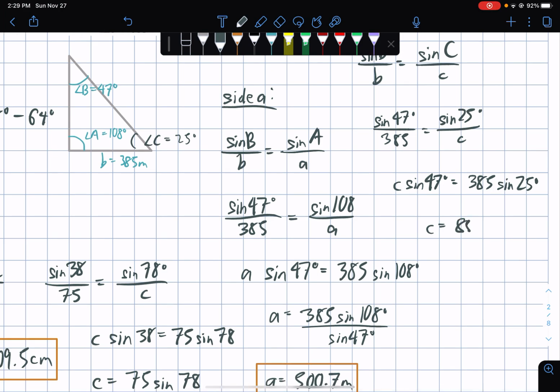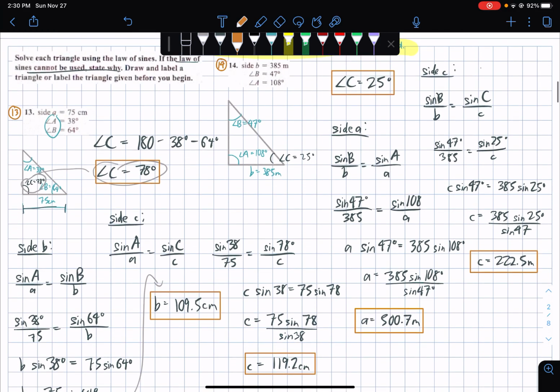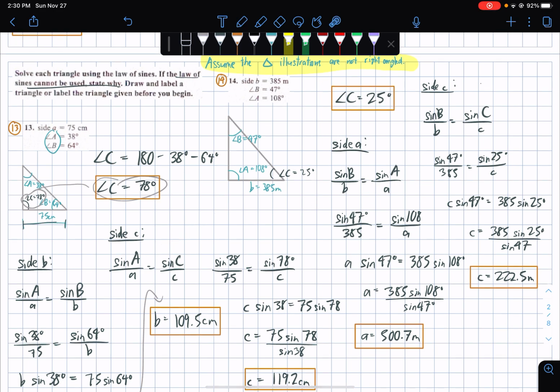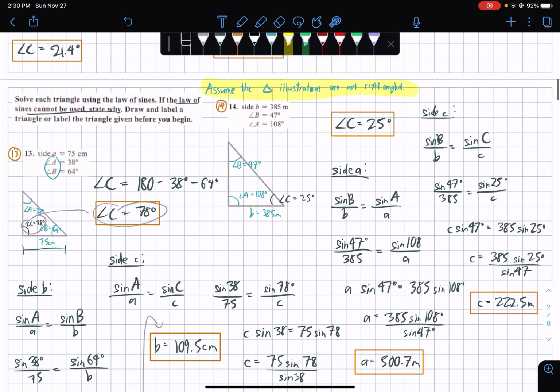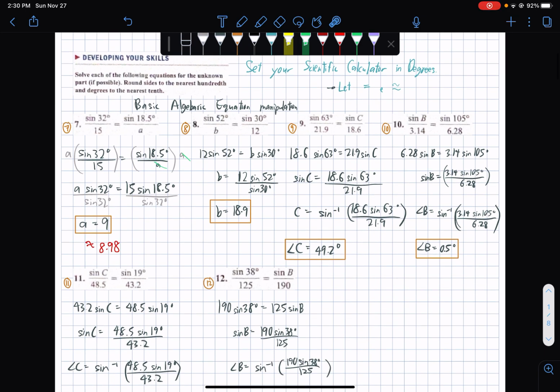C is equal to 385 sine 25 divided by 47 sine 47. That would be 222.5 meters. Particularly for numbers 13 and 14, we have specific units for the side values, but initially in this part there are no specific units, so we just write the numbers, nothing else.